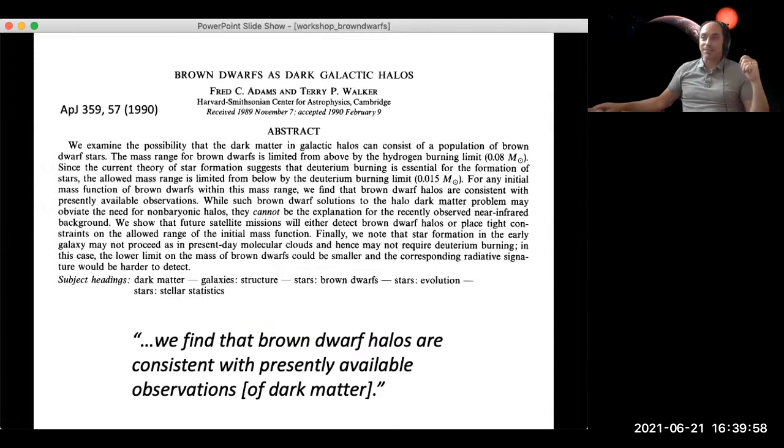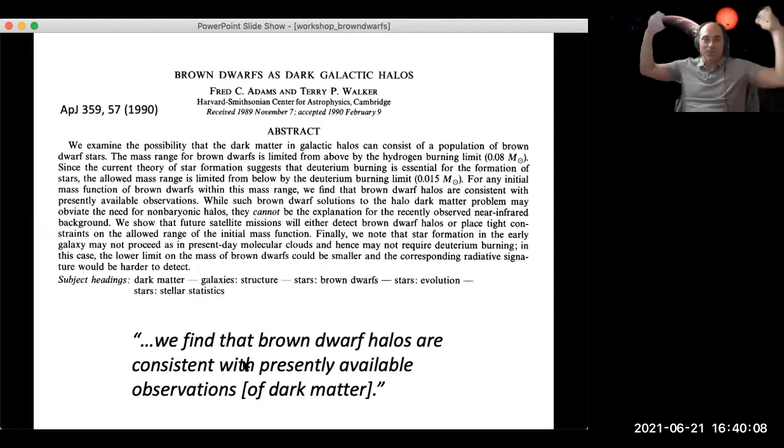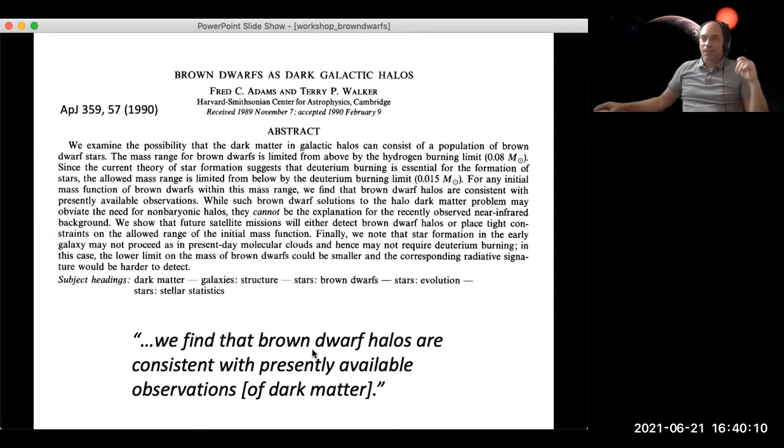And in fact, this isn't that recent, not too long ago that this was still a theory. This is a paper from as recent as 1990, in which they say we find that brown dwarf halos are consistent. Halos are the outer parts of the galaxy, remember. Consistent with the present available observations of dark matter. So even up until 1990, people thought that this was a totally viable solution.